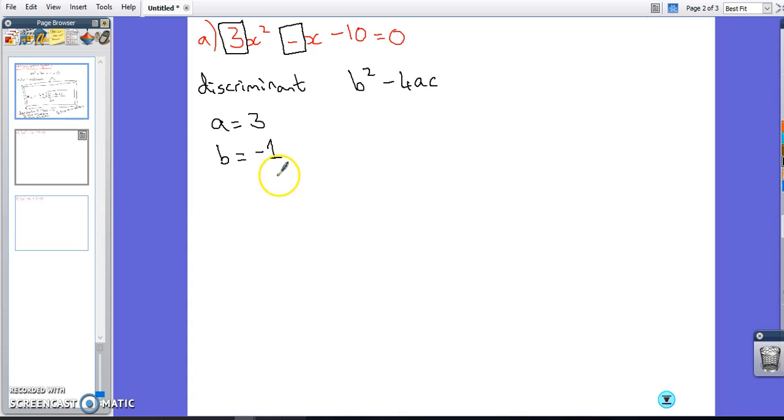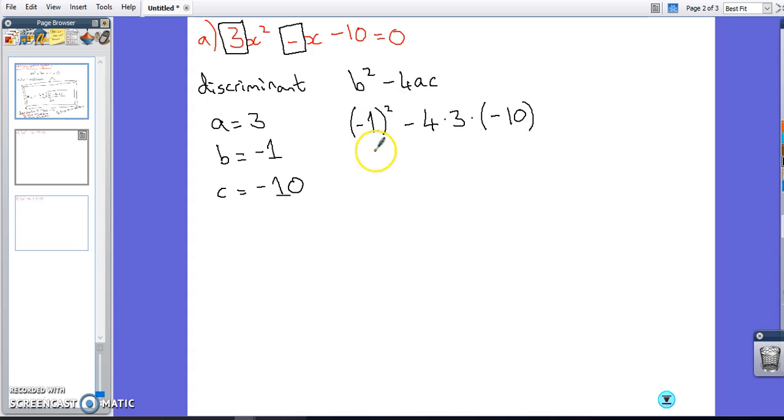Don't make the mistake of saying that b is 0 in this case, because of course if we had 0 times x, there'd be nothing there, and there wouldn't be an expression in this position. So b is minus 1, and c is equal to minus 10. And actually the formula itself is really easy to use, as long as you're really careful about your pluses and minuses. So our discriminant, b squared minus 4ac, becomes minus 1 squared minus 4 multiplied by 3 multiplied by c, which is minus 10.